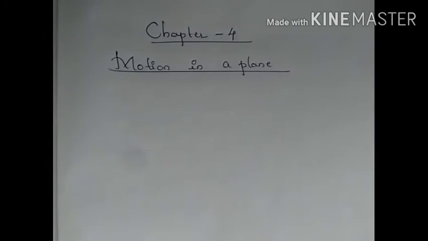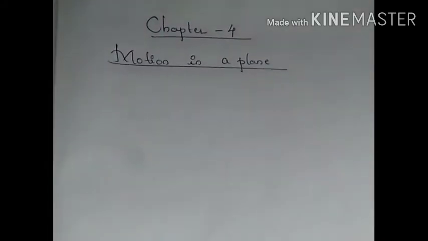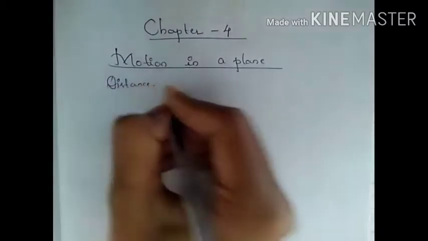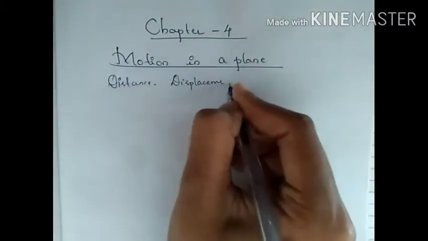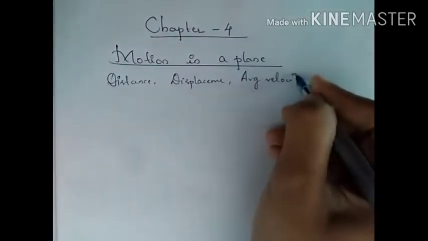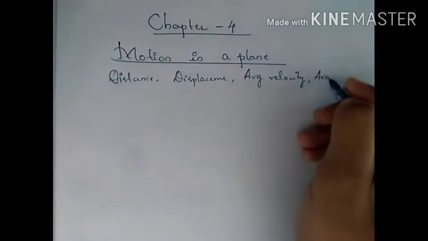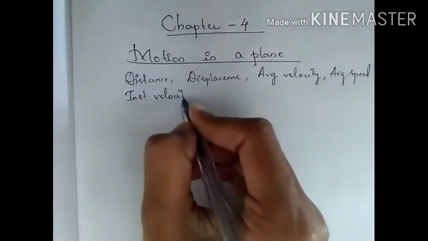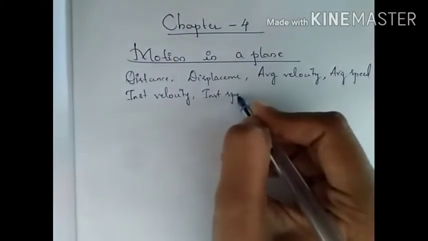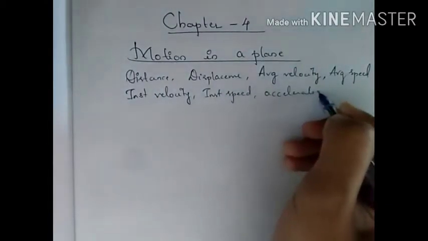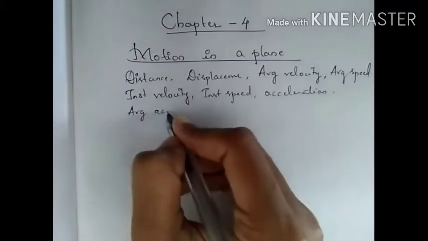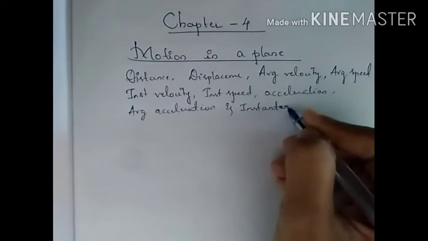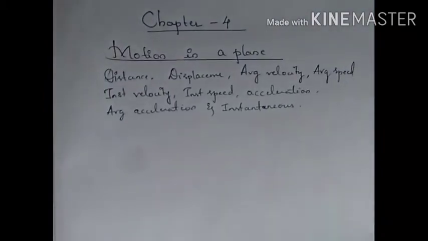In the Motion in a Straight Line chapter, we learned physical quantities like distance, displacement, average velocity, average speed, instantaneous velocity, instantaneous speed, acceleration, average acceleration, and instantaneous acceleration. After this, we saw the graphs for x-t and v-t.